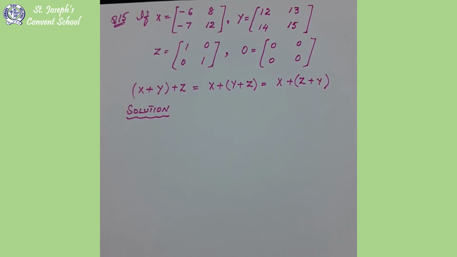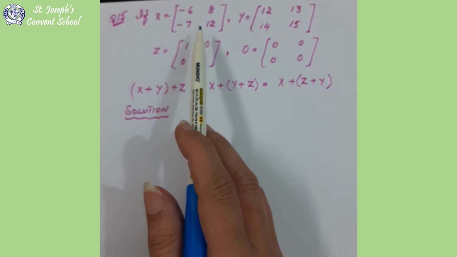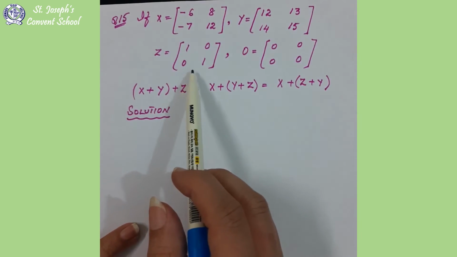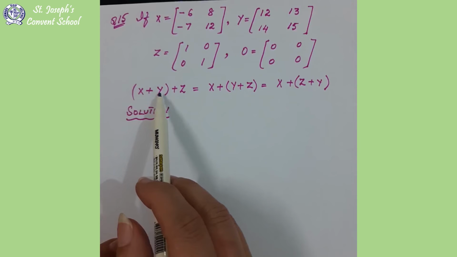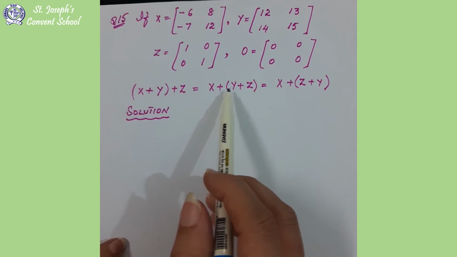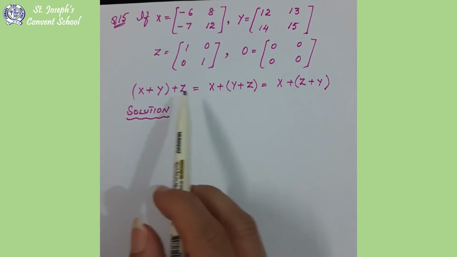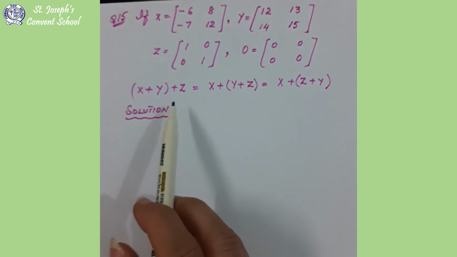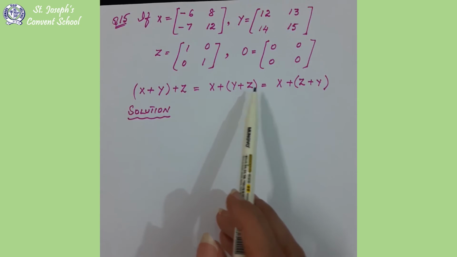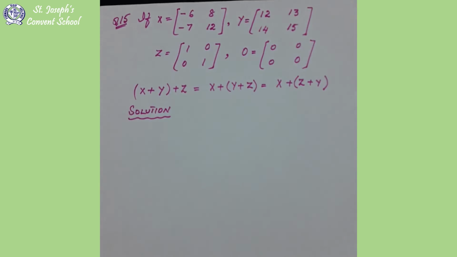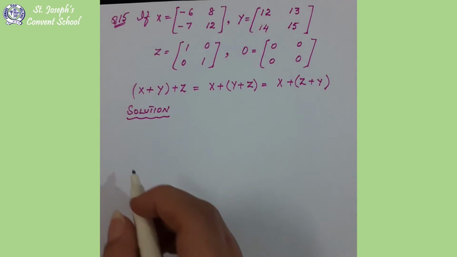Okay, this is question number 15. You can see in this question, matrix X is given, Y is given, Z is given, and matrix O is given. Okay, and you have to solve this. (X plus Y) plus Z equals X plus (Y plus Z) equals X plus (Z plus Y). So all the answers will come the same. The equals sign means this left hand side equals this center one equals the right hand side. So all three I'm going to solve, and then same way you can do question number 16. Let's start with the left hand side.